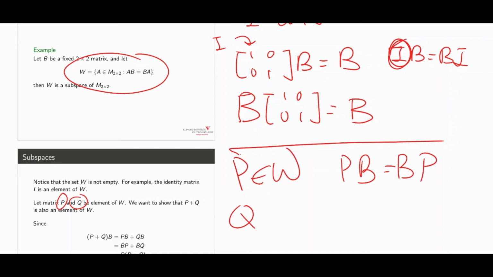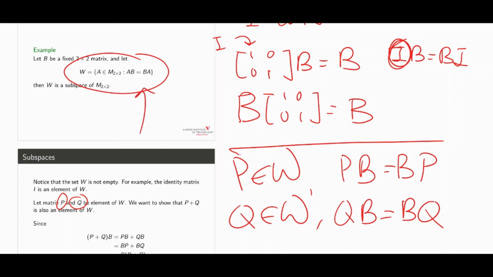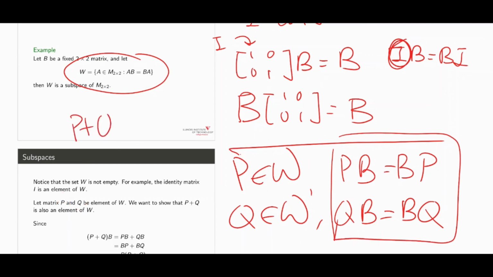Let's take another element that is in W. So if you're in W, what does it mean? It means that QB equals BQ, okay? So our P and Q are not any 2 by 2 matrices. These are the 2 by 2 matrices that are coming from this set, so they commute with matrix B. That's what we have. So we add them, and we want to make sure that this is in W.